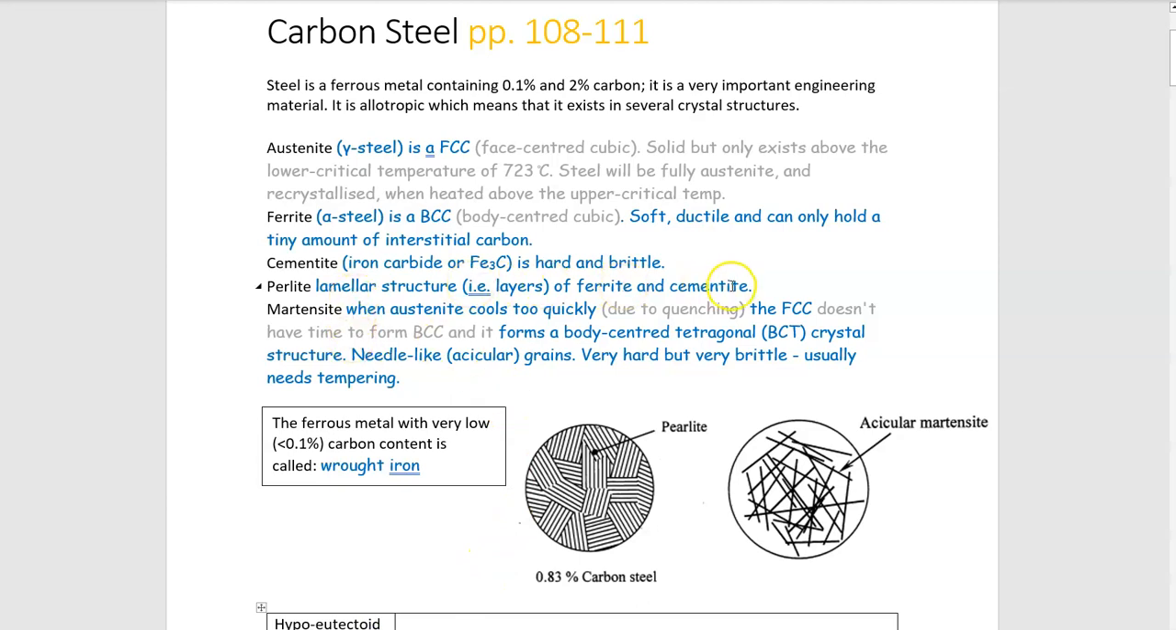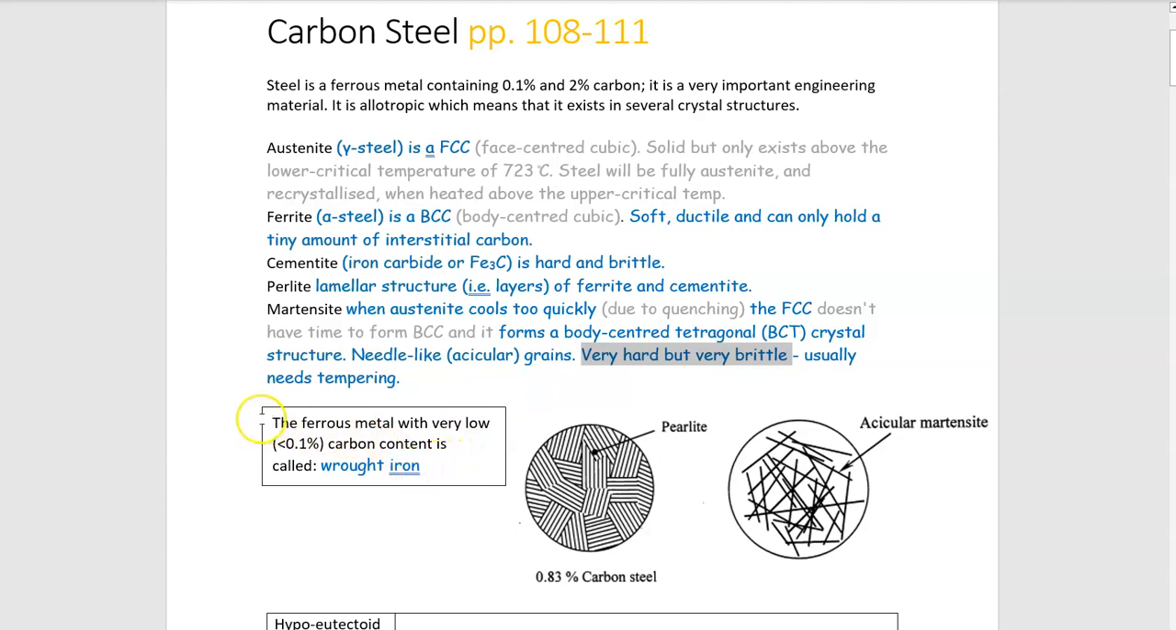So pearlite is layers of cementite and ferrite. When austenite cools too quickly, the transformation from FCC to BCC doesn't occur. Instead it forms a body-centered tetragonal, BCT. It's needle-like; acicular is a fancy word for needle-like. It is very hard and very brittle, and it usually needs tempering in order to be used.